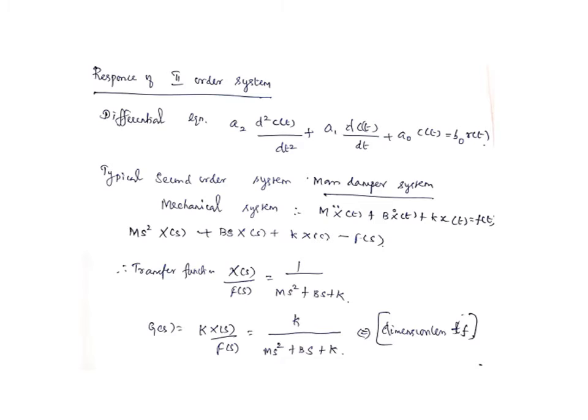Here the input is going to be the force F. F is nothing but force. Okay, X of s by F of s is equal to 1 by m s square plus b s plus k, and G of s equals k into X of s by F of s, just a dimensionless transfer function. Okay, so k by m s square plus b s plus k.